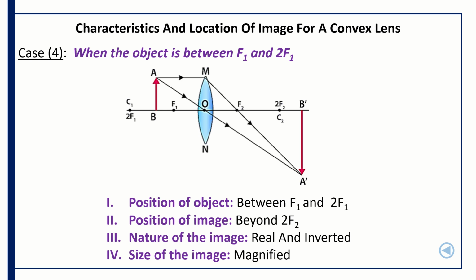So here again the rays are actually intersecting, so we are getting a real image. Real images are inverted, so we get a real and inverted image of the object. In this case, the size of the image is magnified. So now we are getting a magnified image of the object. That means the formed image is larger in size than the real size of the object, and that is why we call this a magnified image.